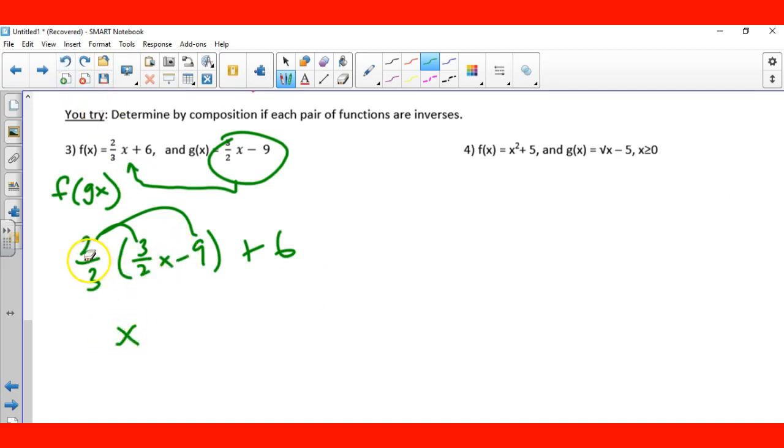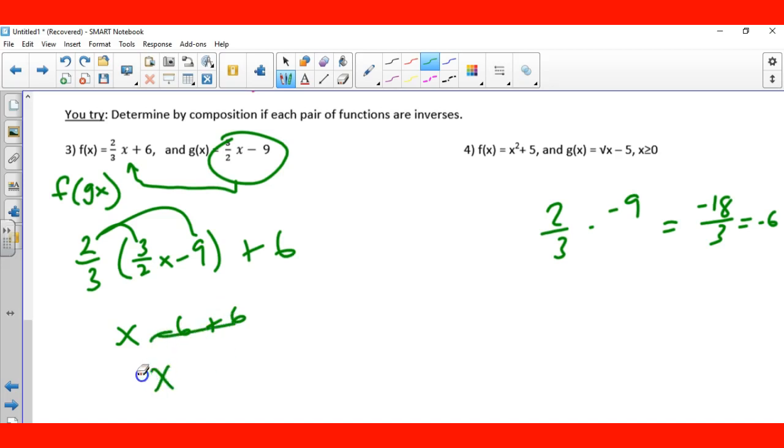All right, so I have x, and then I have 2/3 times -9. Remember, multiply the whole number directly to the top, the numerator. So -9 times 2, -18, divided by 3 is -6. So 2/3 times -9 is -6, and then I still have the plus 6 right here. So -6 plus 6 is 0. I'm just left with x. So f of g of x equals x. Because I have just x, that means they are inverses.